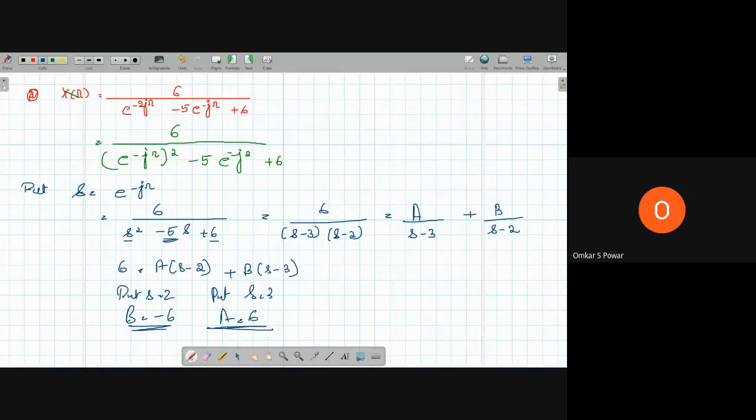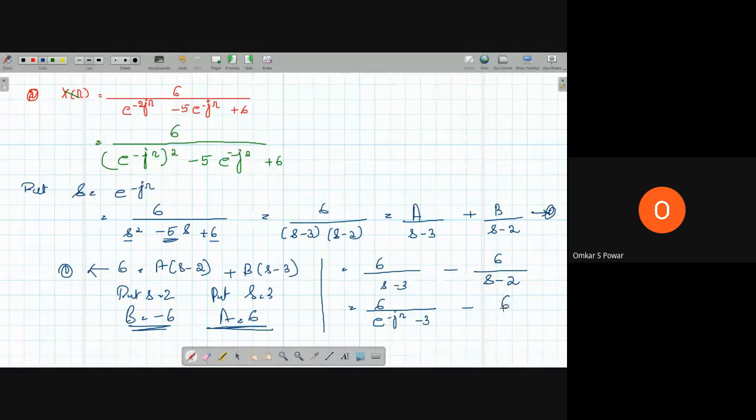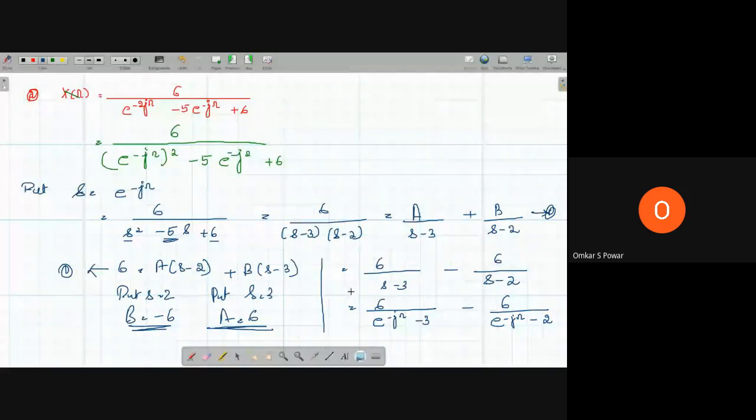So that you have to do, substitute in this equation. Let me continue with this star. So we have 6 divided by s minus 3 minus 6 divided by s minus 2. So s is equal to e power minus j omega: 6 divided by e power minus j omega minus 3, minus 6 divided by e power minus j omega minus 2. Again, using the same property, you can simplify these things. So wait, I'll take it to the next sheet and solve there.